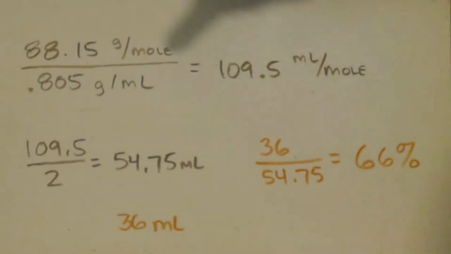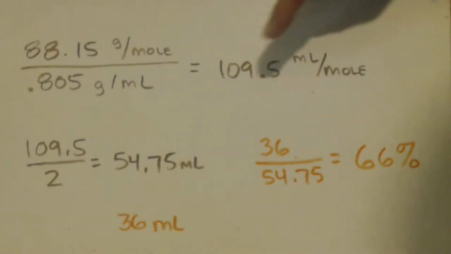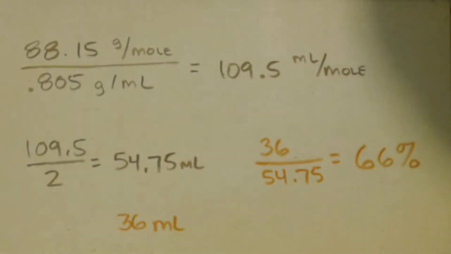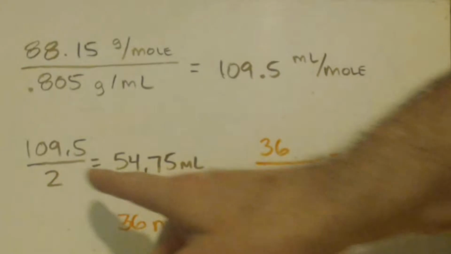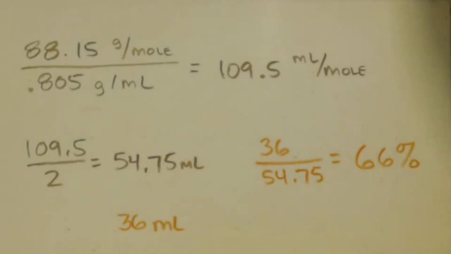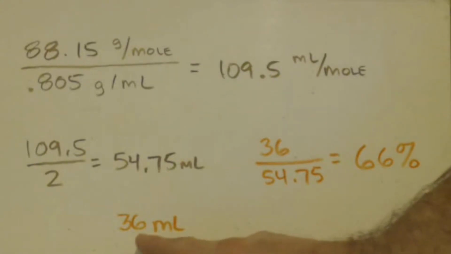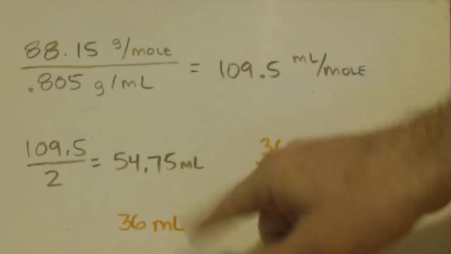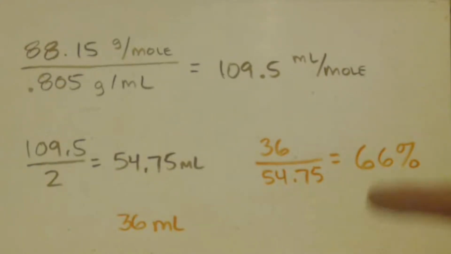Okay, now what's our yield? We got the molar mass and the density on Wikipedia, and we figured out the molar volume. So the 1 mole was 109.5 milliliters. Remember, we divided everything by 2, though, so we're going to divide this by 2 also. That's 54.75 milliliters. That's the theoretical yield. That means if you got 100% yield on everything, you would get that much. We got 36 milliliters. So I divide those two, right? And I get 0.66, which is 66%. So my overall yield was 66%.